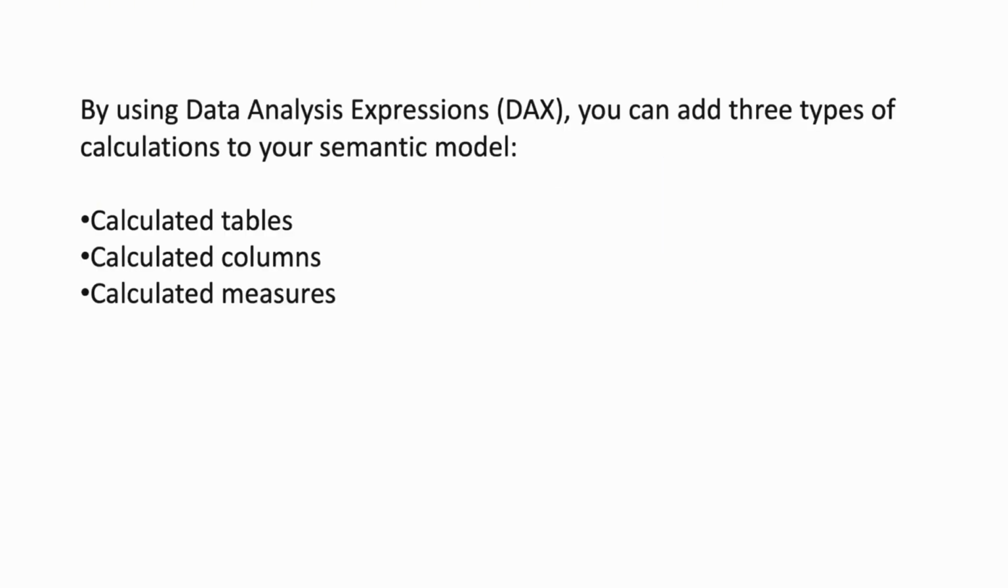Next, we introduce the 3 types of calculations you can add to your semantic model using DAX: calculated tables, calculated columns, and calculated measures. Calculated tables store entire tables derived from existing data. Calculated columns create new columns within an existing table, and calculated measures compute values dynamically for use in visuals. The screenshot highlights examples of each calculation type in a model.